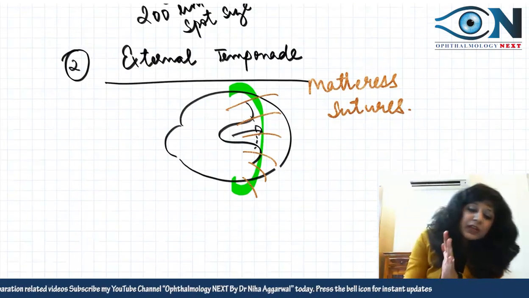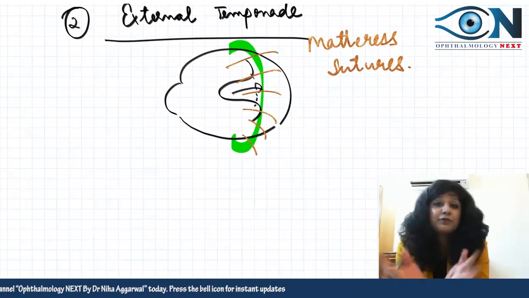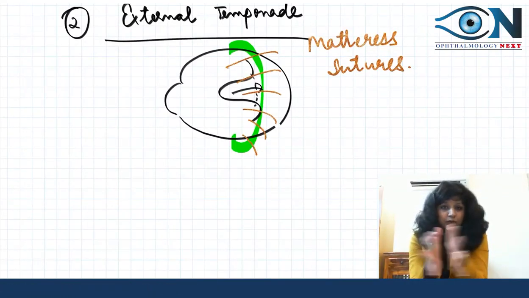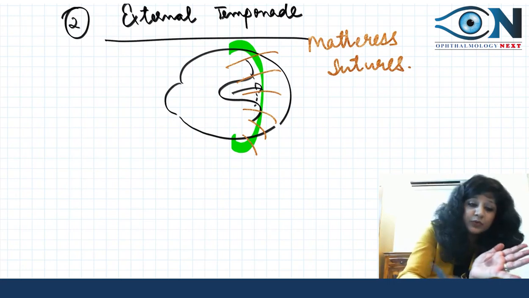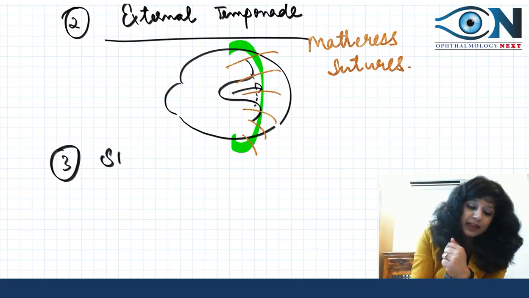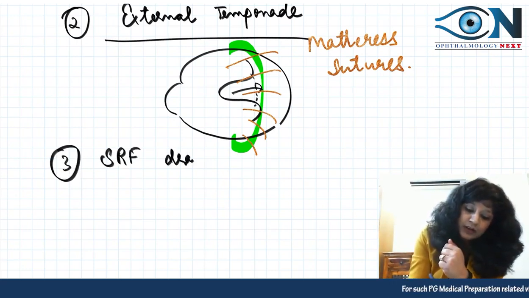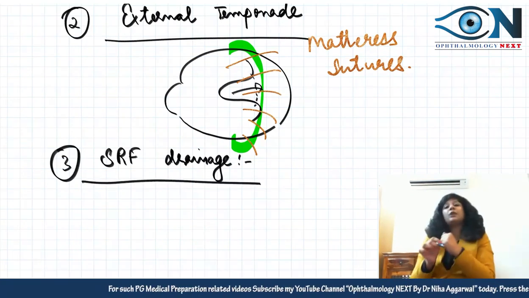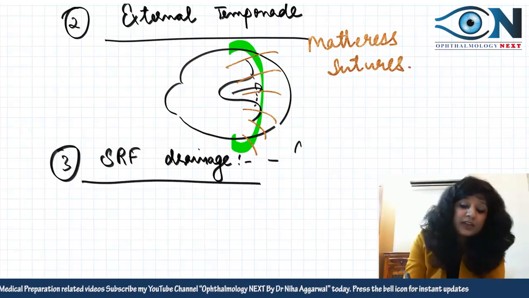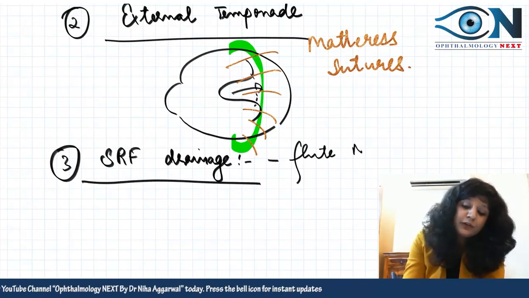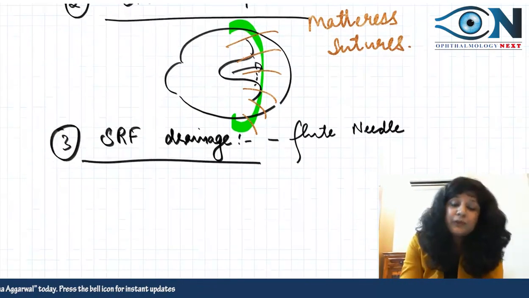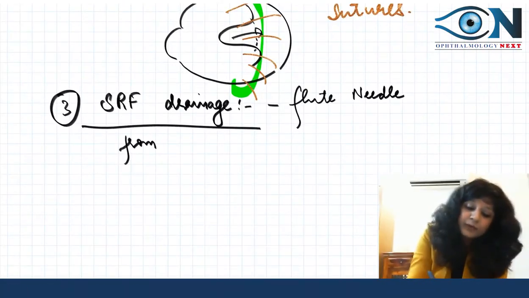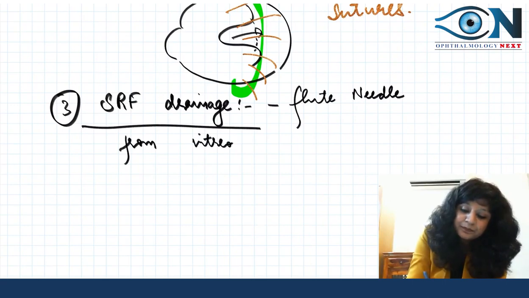Now suppose we feel that the amount of fluid is very, very large and we are not able to create this opposition. So what can I do? Along with this, the SRF drainage. Now this SRF drainage step is again very, very important, because obviously you will have to use a needle. So we use a flute needle, and we do the SRF drainage. This is done from the vitreous cavity.